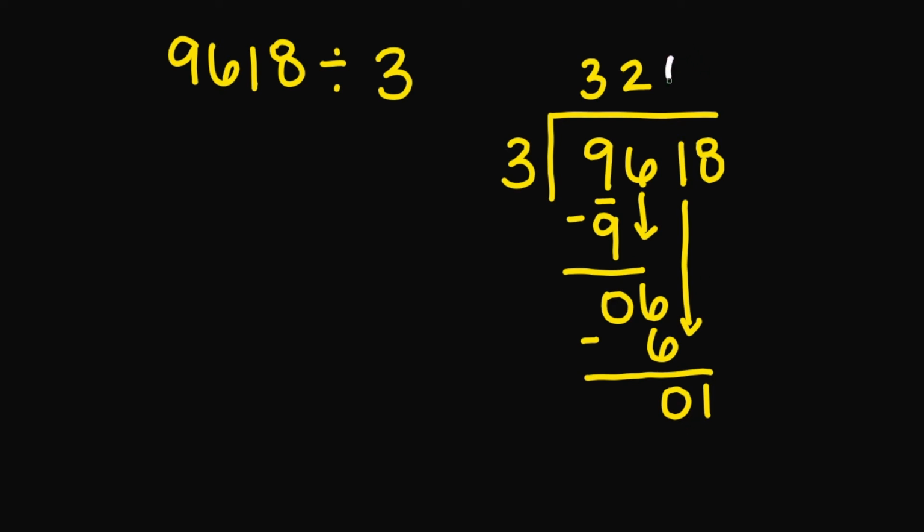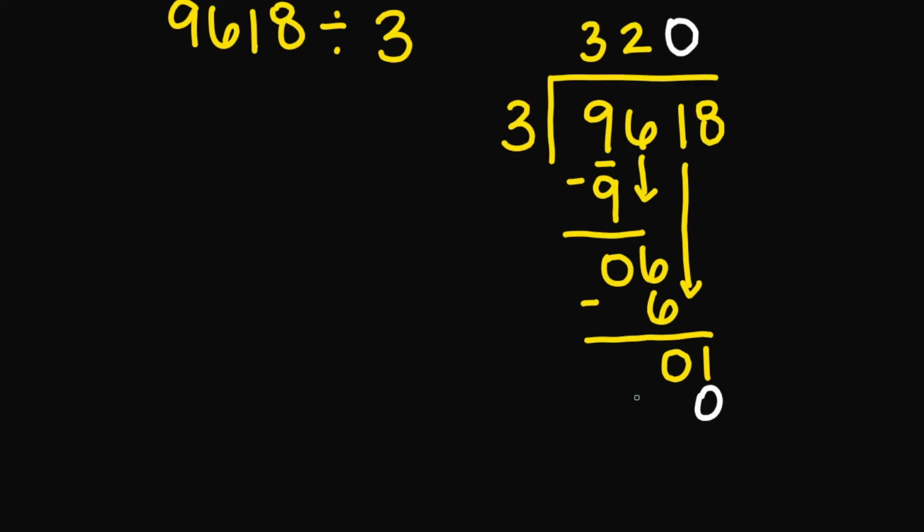So I'm going to write a 0 up here. 3 times 0 is 0. Now we're going to subtract. 1 minus 0 is 1. And now I'm going to bring down my 8. So 3 goes into 18 now how many times? 6 times. Good. So 3 times 6 is 18.